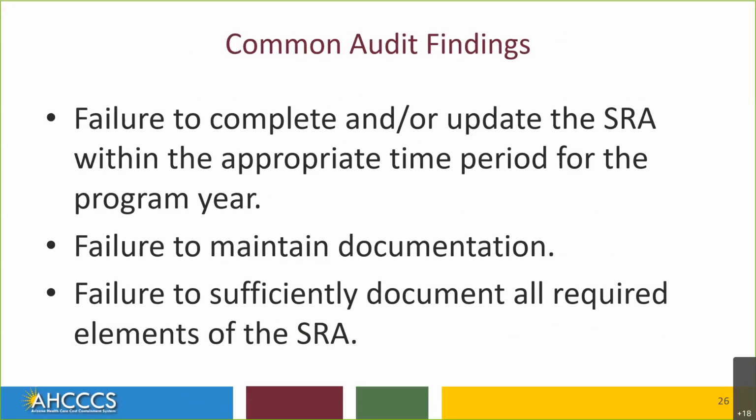Another common finding is failure to maintain documentation. If a third party did it, they may not have saved it where you can easily find it, or you may have lost that document. So you need to make sure you keep your documentation and that it is sufficient and meets all the requirements. Another common finding is failure to sufficiently document all required elements of the SRA. For example, if you did not identify the overall risk, the likelihood, or the impact, then that one requirement not being met causes the SRA to not be sufficient. So make sure every single required element is identified in that SRA.